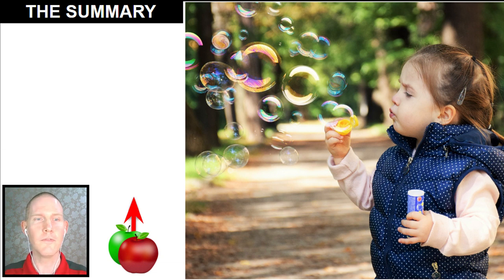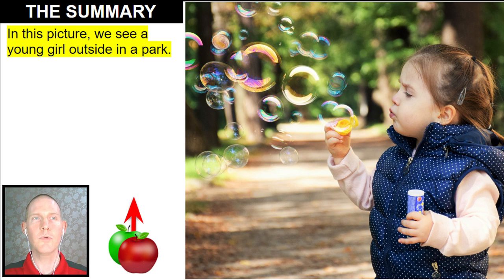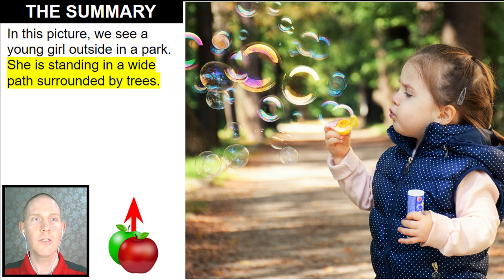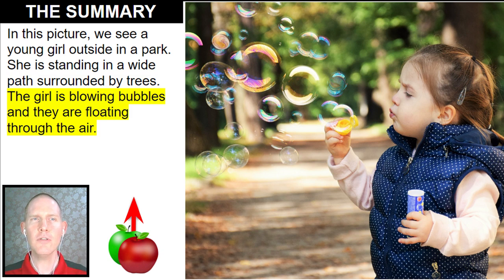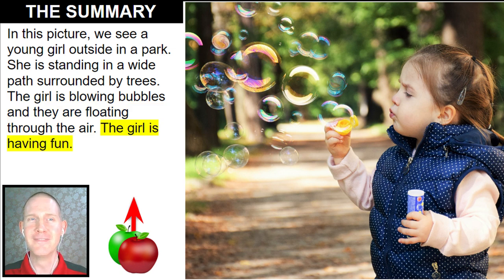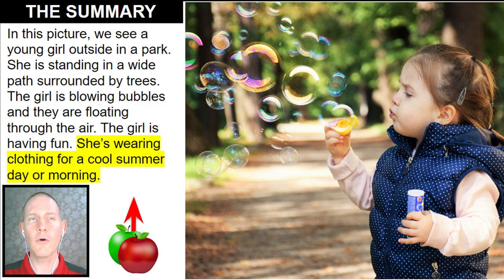Here we go. In this picture, we see a young girl outside in a park. She is standing in a wide path surrounded by trees. The girl is blowing bubbles and they are floating through the air. The girl is having fun. She's wearing clothing for a cool summer day or morning. Okay, so this is the summary for this picture.